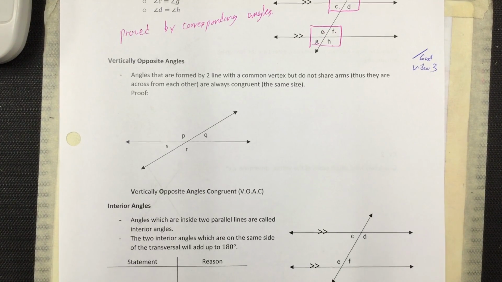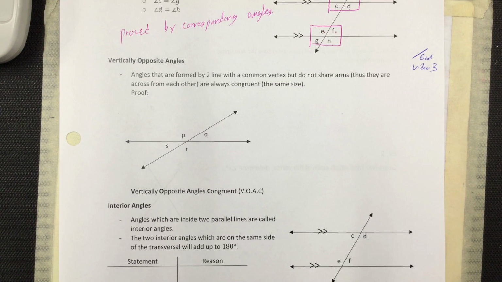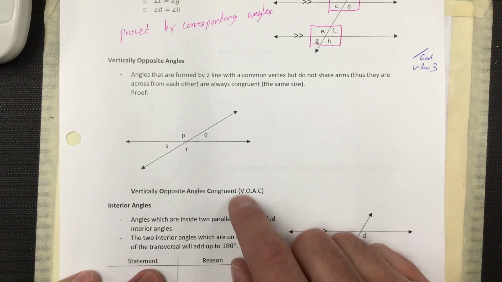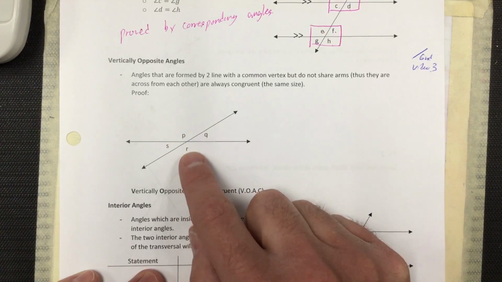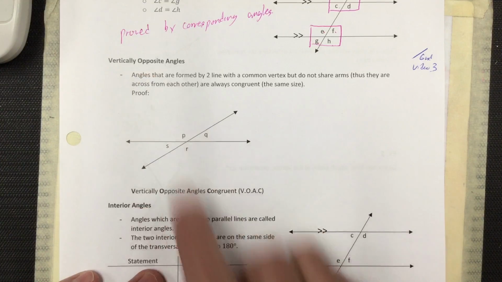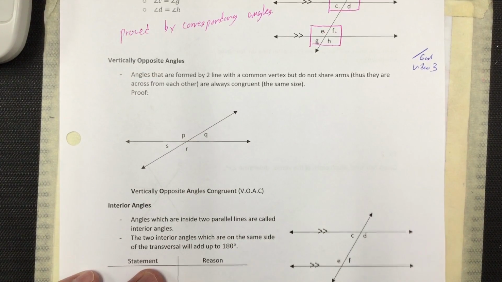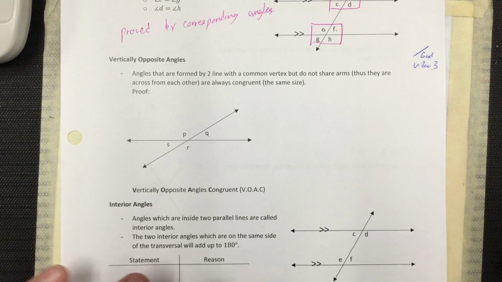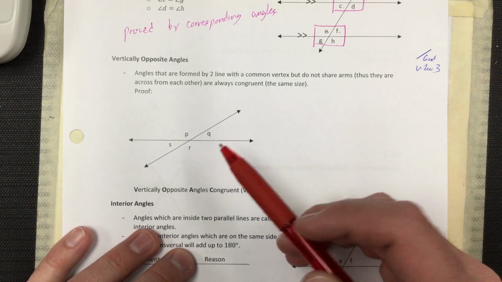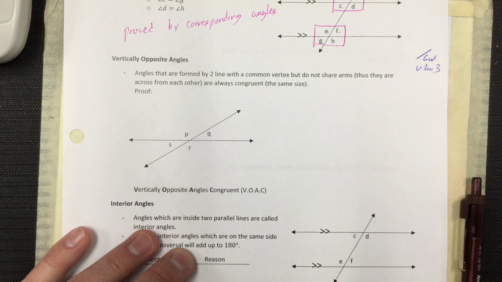All right, so let's take a look and see how we can prove what certain angles are based on other angles. And we're going to do that using a couple different diagrams here. We're going to first take a look at vertically opposite angles, and how these are the same.